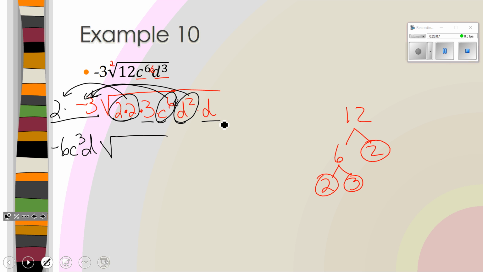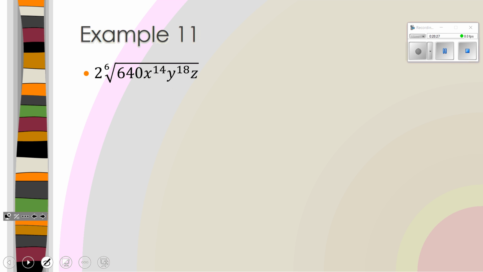Do you see how when I circle, it's really easy to see what's left? There's a 3 and a D. If you don't circle and you don't underline, I have a feeling you're going to miss a piece or a part, and it'll throw your whole answer off. Okay? All right, 2 more. I'm going to let you try these on your own.